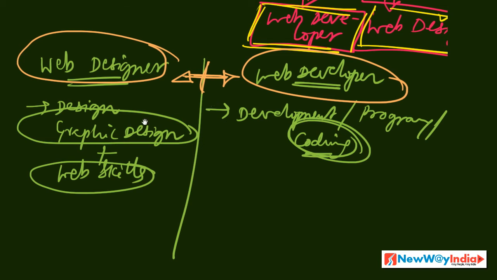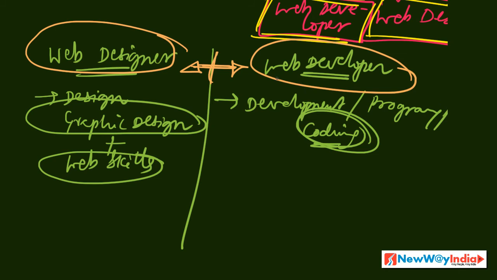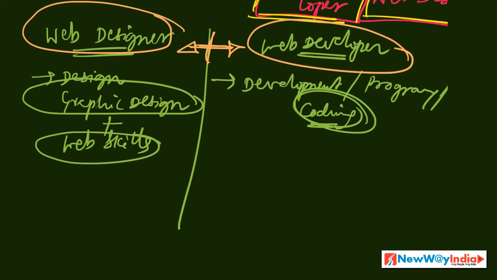Okay, so what skills are required to become a web designer? What skills are required to become a web developer? They are entirely different. First, you need to understand that a web designer needs graphic designing skills and some web skills. A web developer needs entirely different skills, mostly coding skills. So what does he need to learn? Web designer has to learn, as already told you, graphic designing software: Photoshop, Illustrator. These are the graphic designing software.